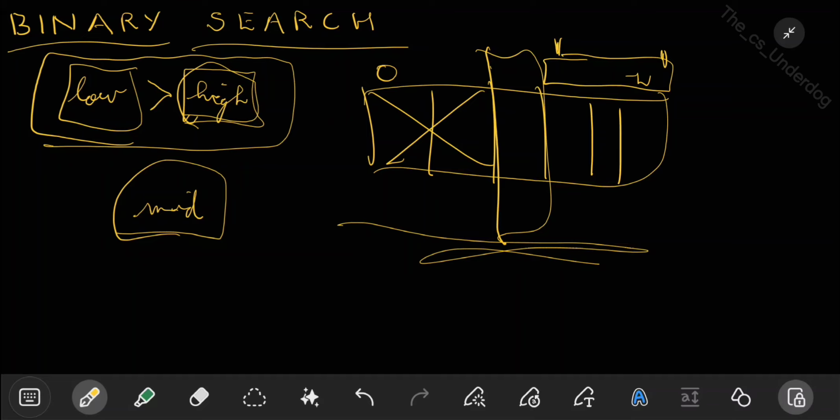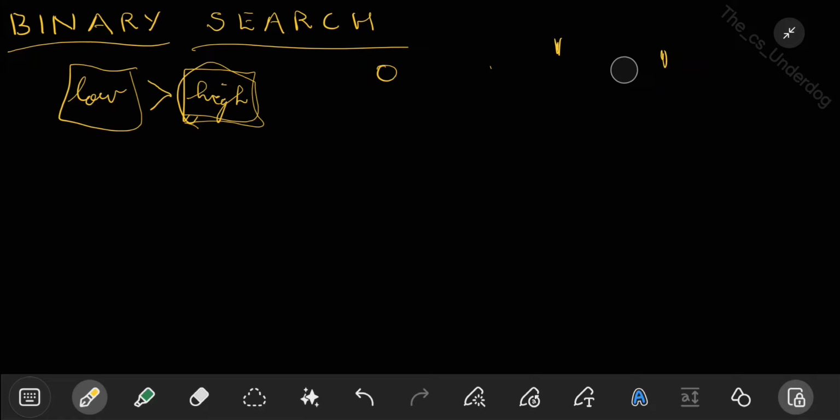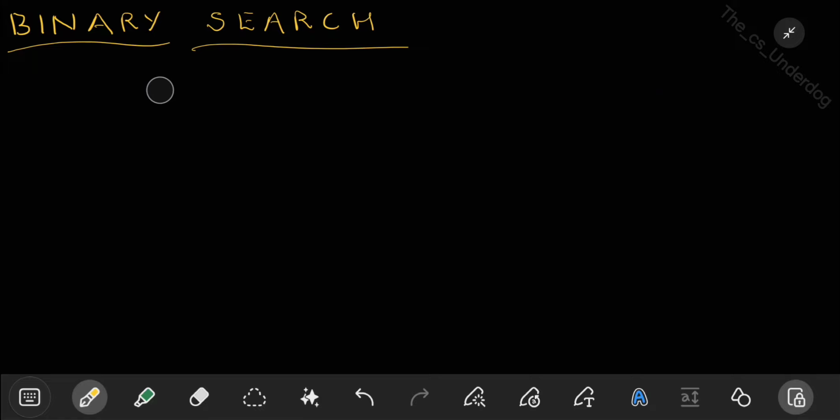If the target is higher than mid, you have to only take the right part of the mid element. If the target is less than mid, you should only take the left part of the mid element. So logically, it is clear for you. Let us write the pseudocode now. How will you write the pseudocode?